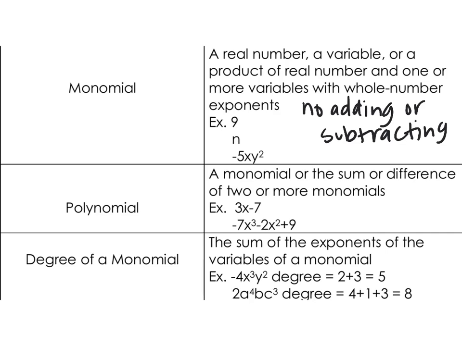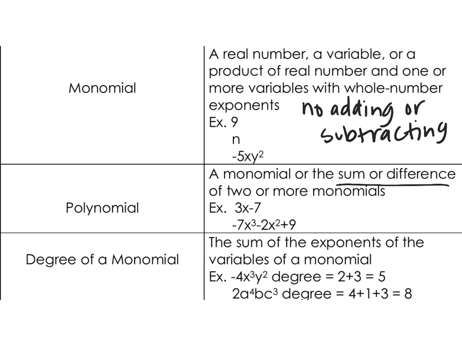This is when you do have that adding and subtracting. You have monomials added and subtracted together. So like 3x minus 7 or negative 7x to the third minus 2x squared plus 9.